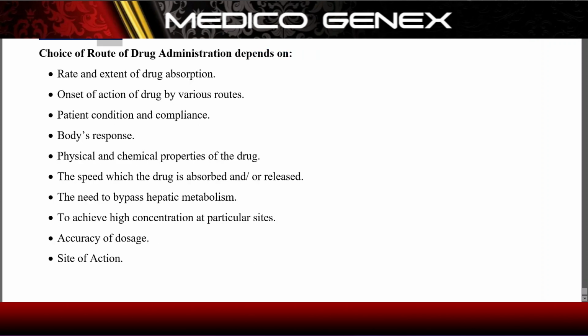Selection of route. The choice of route of drug administration depends on the rate and extent of drug absorption, onset of action of the drug by various routes, patient condition and compliance, body's response, physical and chemical properties of the drug, the speed at which the drug is absorbed and/or released, the need to bypass hepatic metabolism, the need to achieve high concentration at particular sites, accuracy of dosage, and site of action.